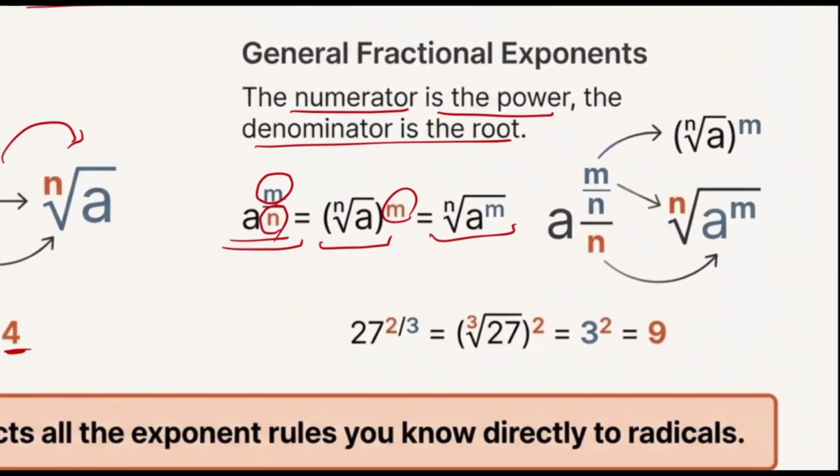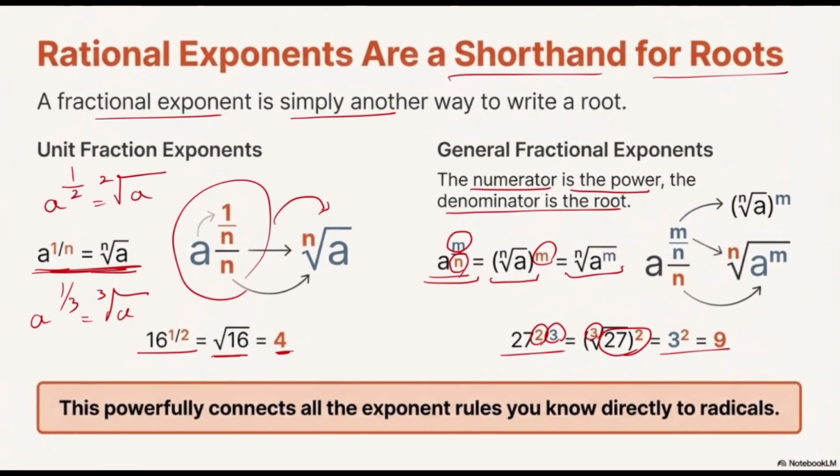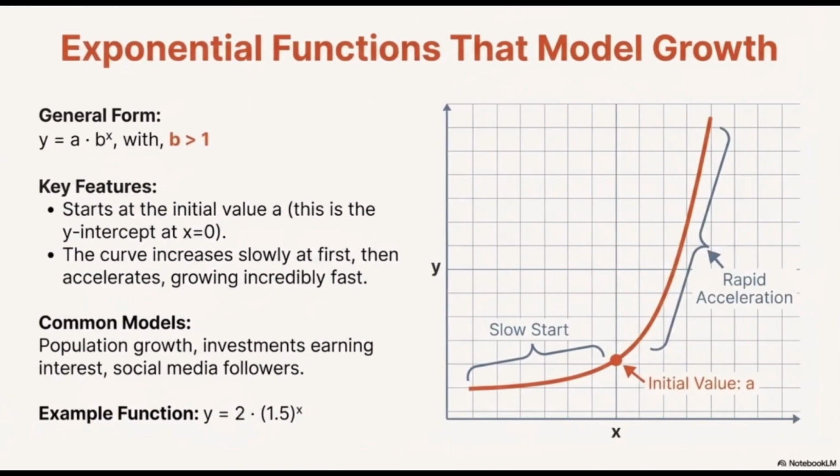For instance, if I do have 27 to the power of 2 divided by 3, 3 is my root and 2 is my power. 27 to the power of 2, root 3, if you find that one, it would be 9 itself. So this guide is going to powerfully connect all of the exponent rules directly to their radicals, as we talked about before. So let's talk about exponent function.